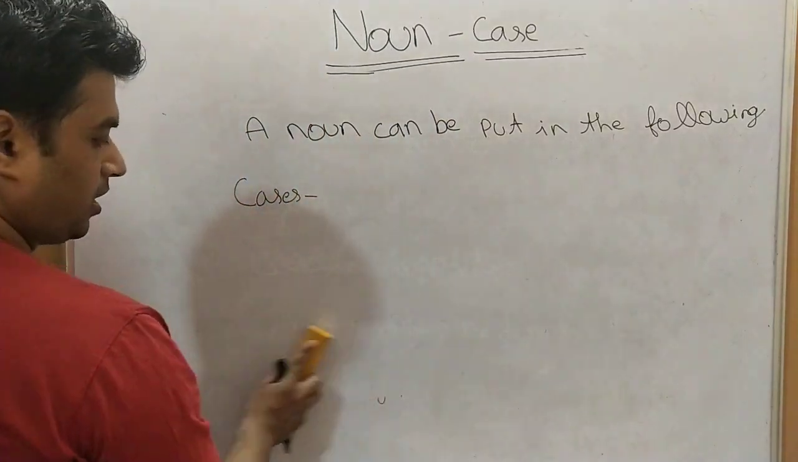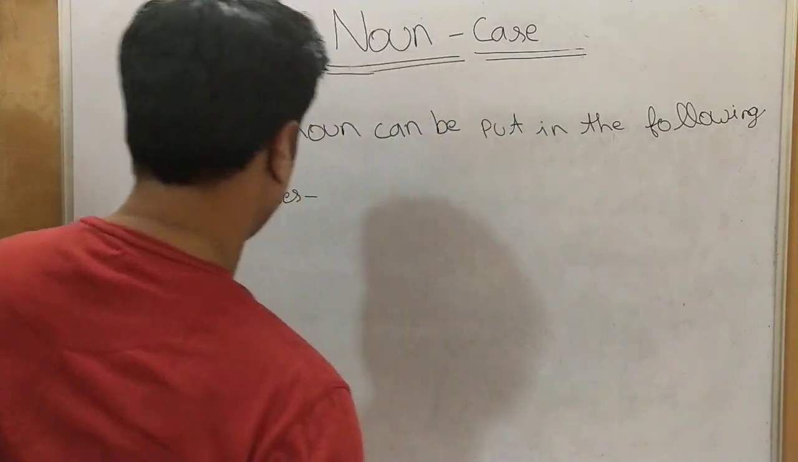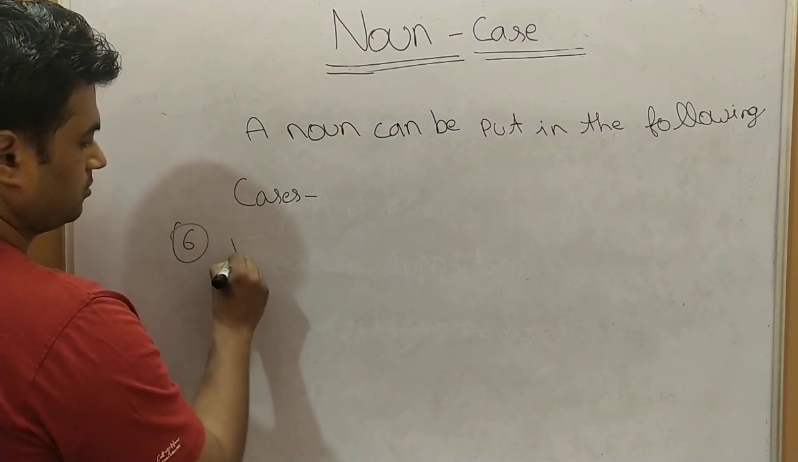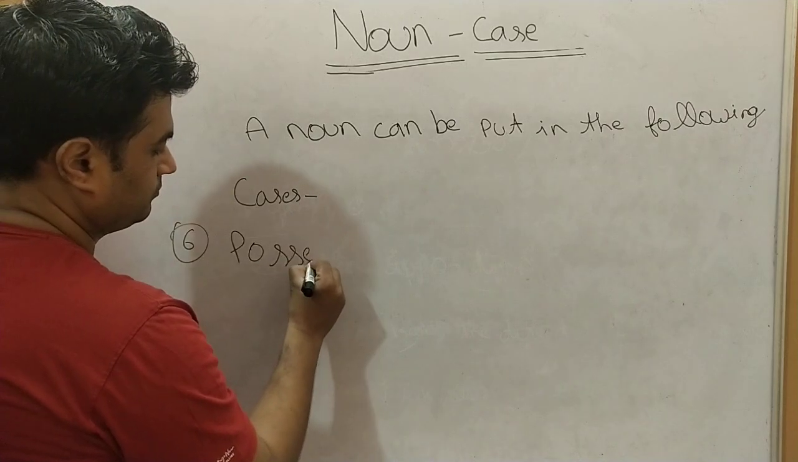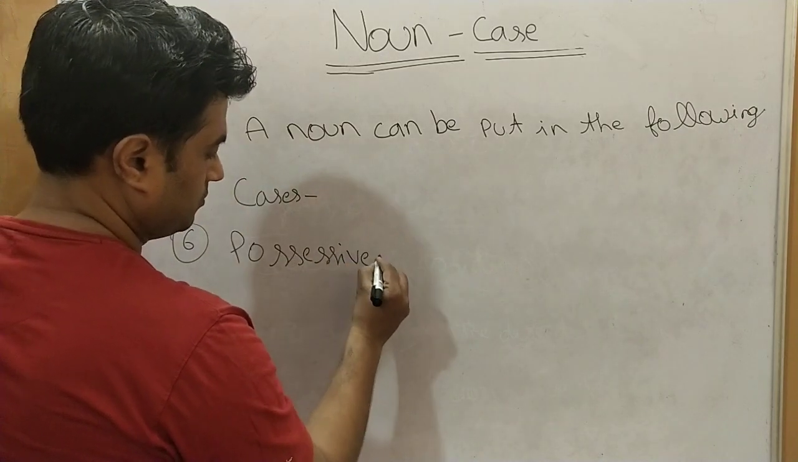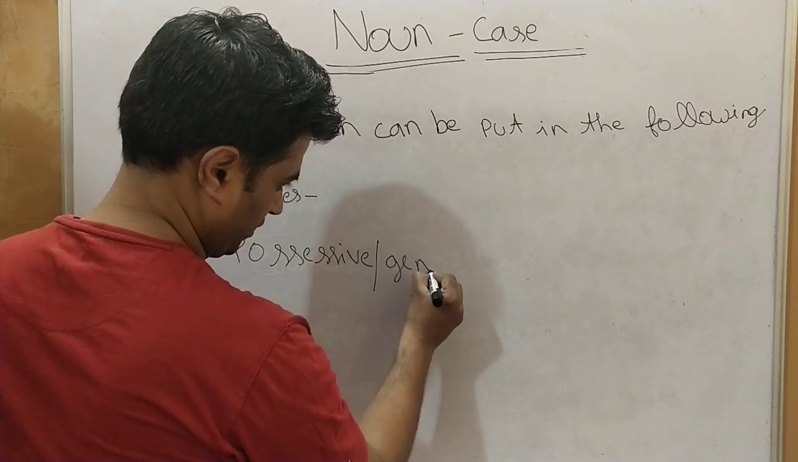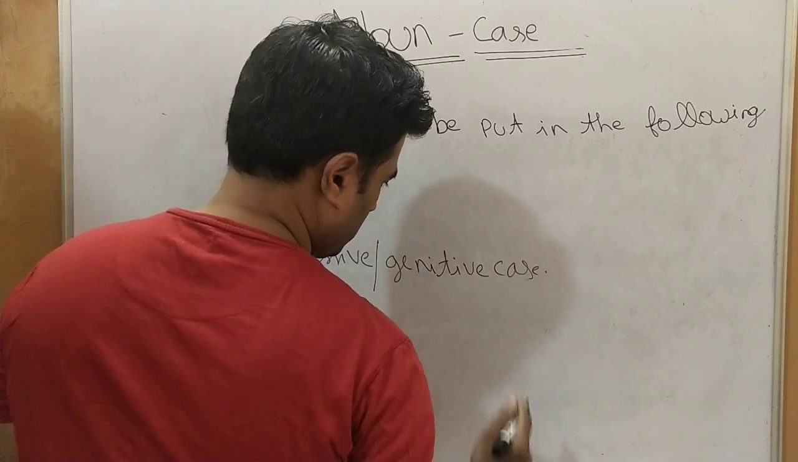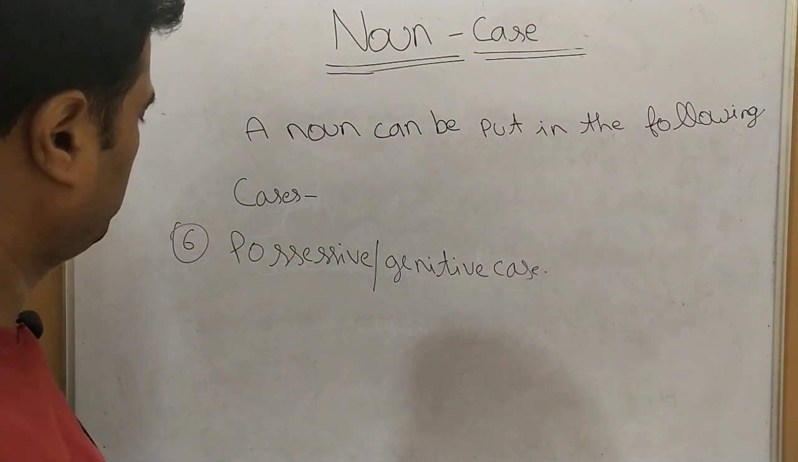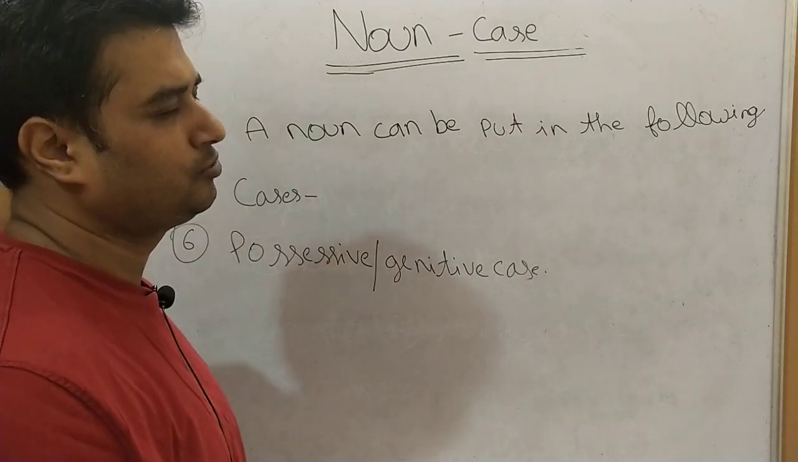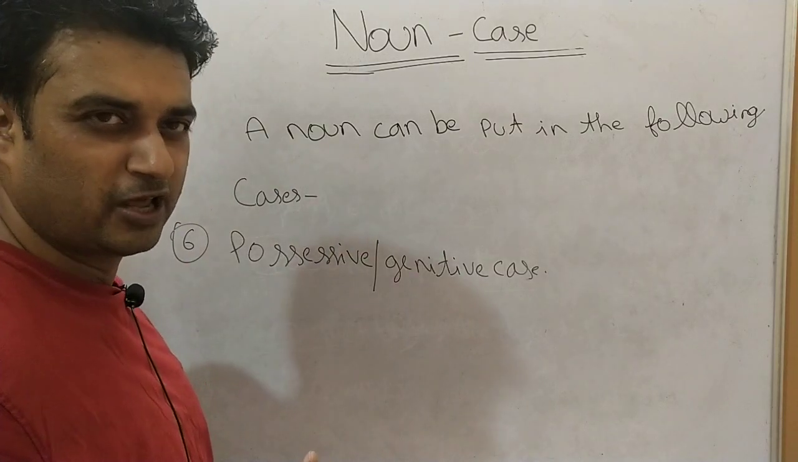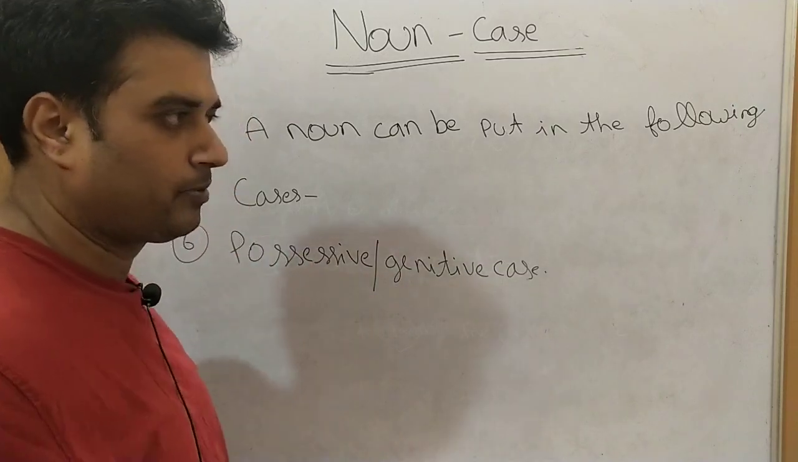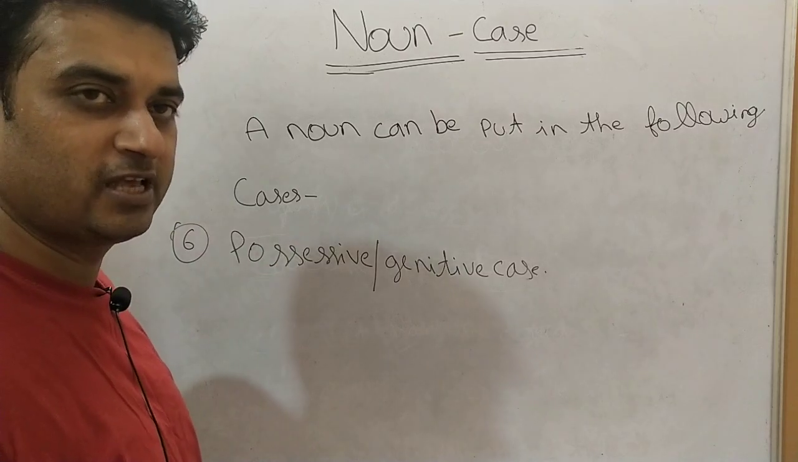And now the fourth one and the most important one is possessive or genitive case. The sixth one. Possessive, or you can say genitive case. Possessive case is used to show relationship or ownership, and a possessive case is formed by adding apostrophe s to the noun.